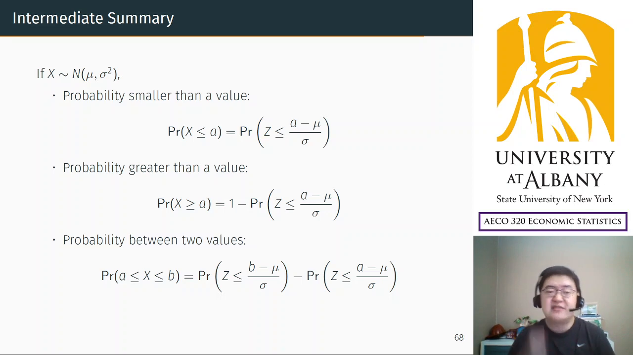So, a summary. If X is a normal distribution with non-standard parameters, you don't need to worry. The probability smaller than something can be found from the standard normal distribution. The probability greater than something also can be found from the CDF of the standard normal distribution. The probability between 2 points, of course, can be obtained using the CDF of the standard normal distribution.